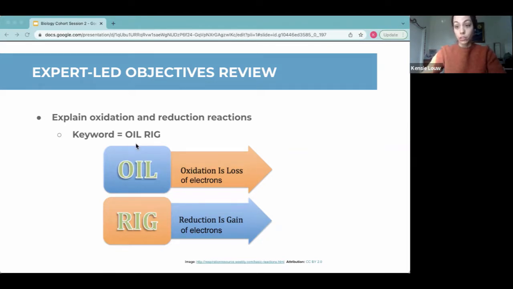And remember, electrons have a negative charge. So when we say RIG, reduction is gain of electrons, that means the electrons are going to an atom and that atom becomes more negative. And OIL, oxidation is loss of electrons. That means that the atom losing the electrons becomes more positive because the negative electrons are being lost.